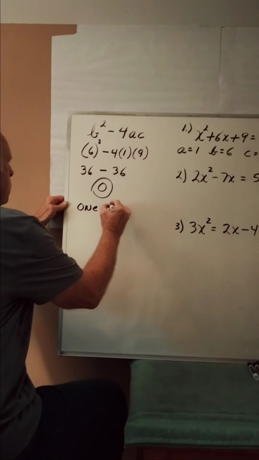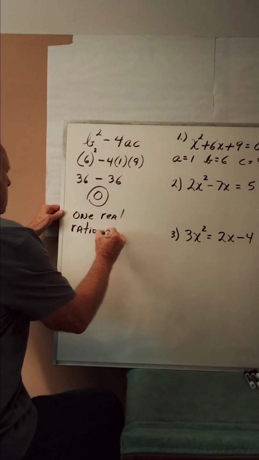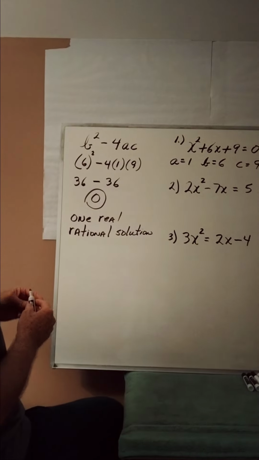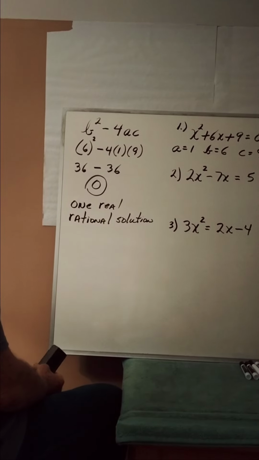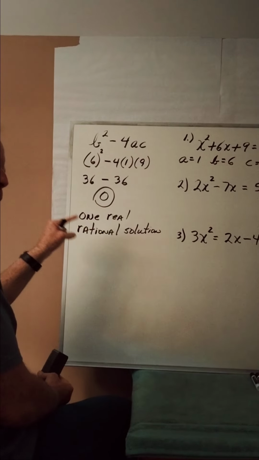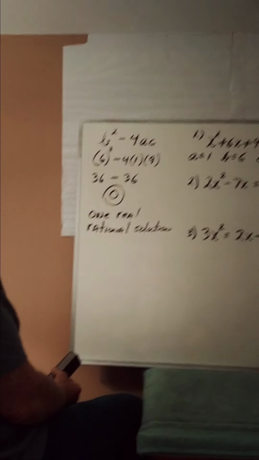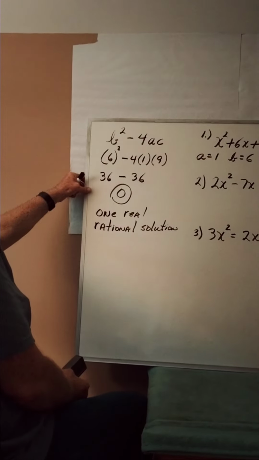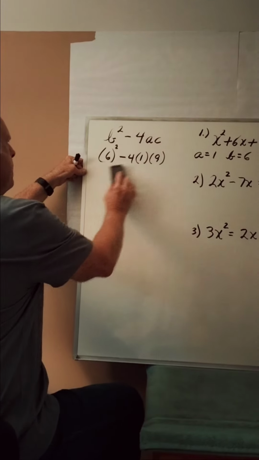One real rational solution. If you leave out the word real, that is not an issue, because a rational number is a real number. So specifically, it's one double-rooted, one double solution rational number that's going to be the solution of that given equation. But we specifically say that it's one rational solution. That's number 1. So we'll have to memorize those conditions.